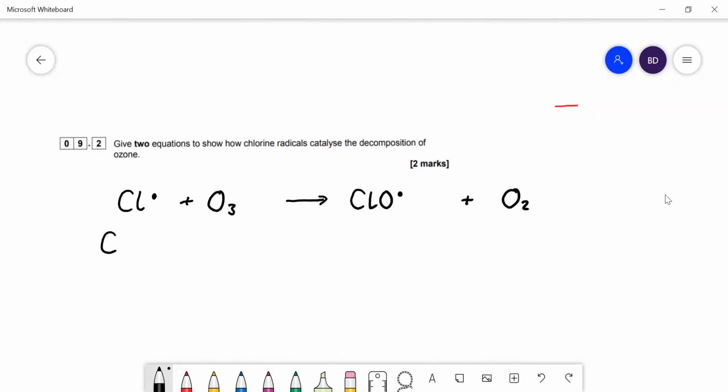Then the free radical formed in that first step reacts with another ozone molecule to reform the chlorine free radical, and you get two O2 molecules. So you can see it doesn't ask you that one chlorine is acting like a catalyst, if you like, and it doesn't get used up, it gets regenerated, so it can cause many molecules of ozone to decompose.